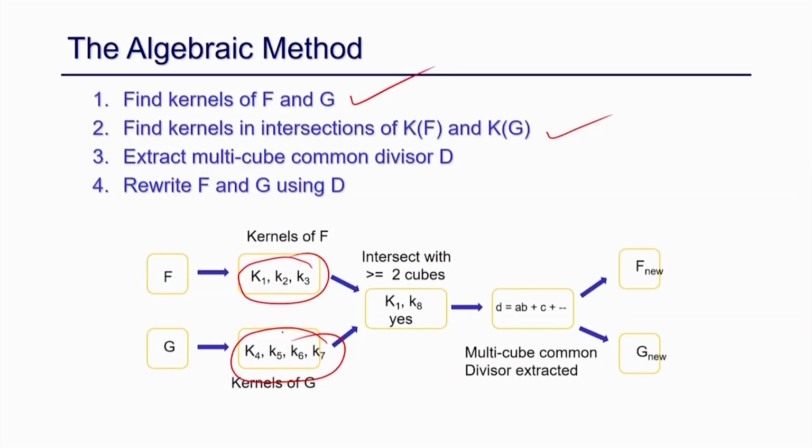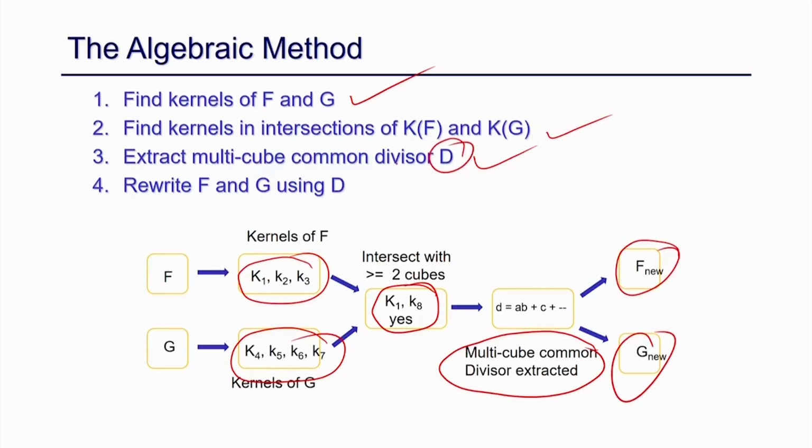So, for example, say k_1 or k_8 is the only kernel that has more than 2 cubes, and then you find the multi-cube common divisor from this k_1 and k_8. That is, you extract the multi-cube common divisor d from this intersection, and then you can rewrite these two using this common divisor, and that d is your common divisor now.